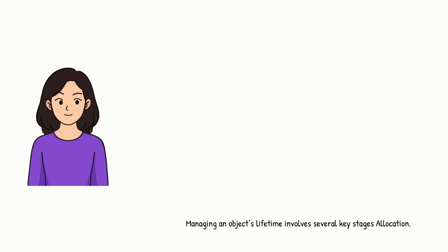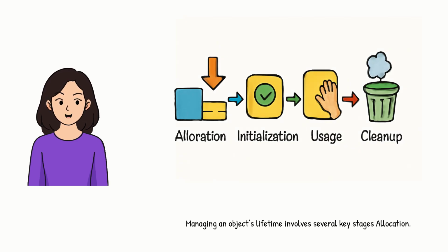Managing an object's lifetime involves several key stages: allocation, which reserves memory; initialization to set the state; usage for interaction; and cleanup before deletion. It's crucial that memory is freed, ensuring the object ceases to exist properly.